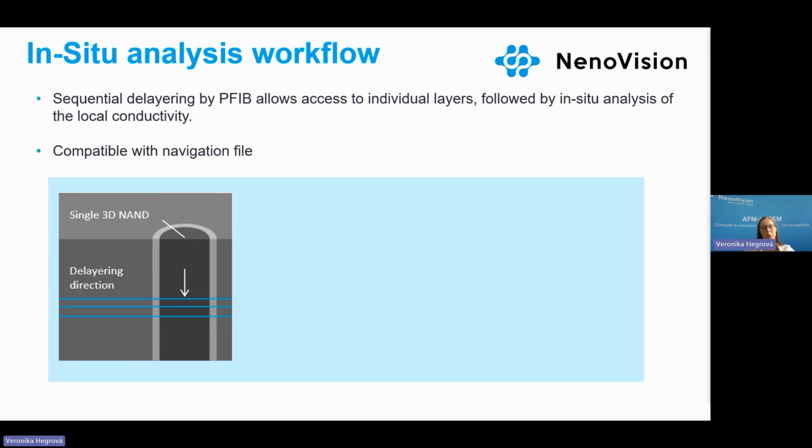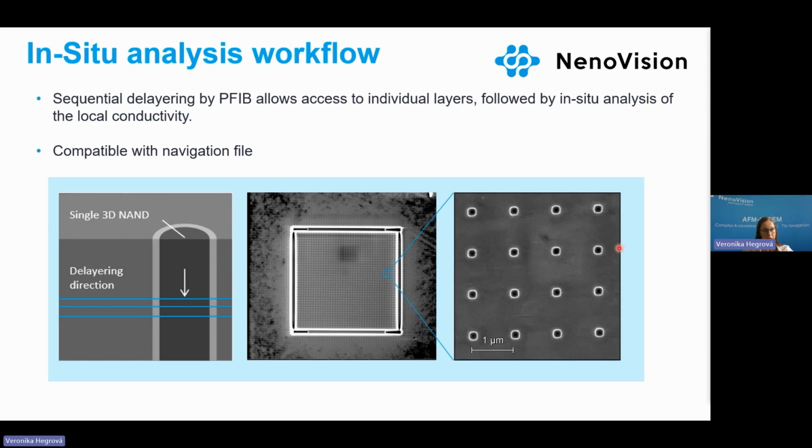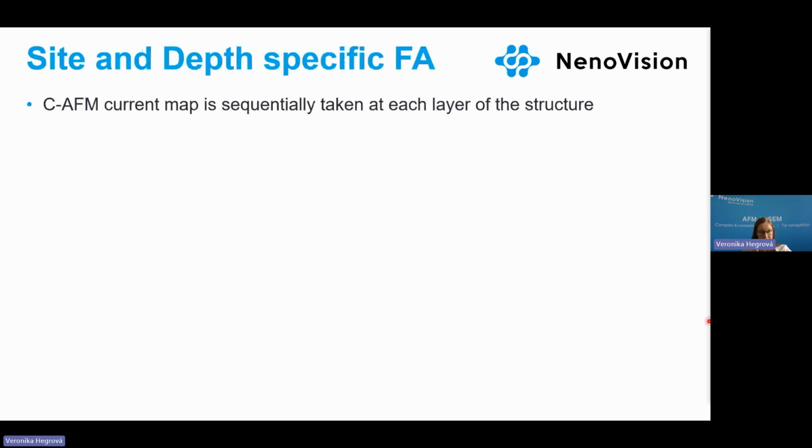experiment, we will be doing sequential delayering, allowing access to layer by layer. This is the place which we've chosen, how it looks after delayering or one layer FIB milling, followed by finding the area of our interest and then analyzing with AFM and SEM. So this procedure is compatible with navigation file, so it's quite easy to precisely find the location of interest.